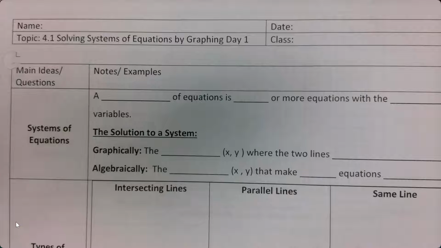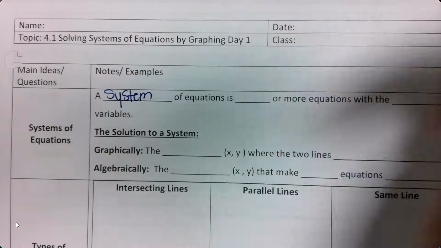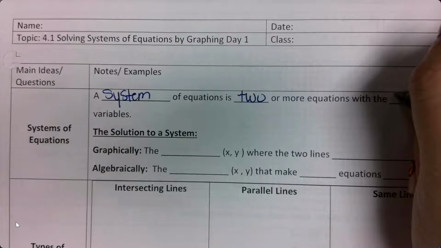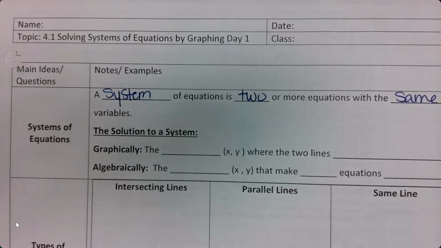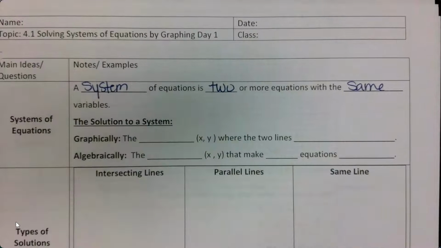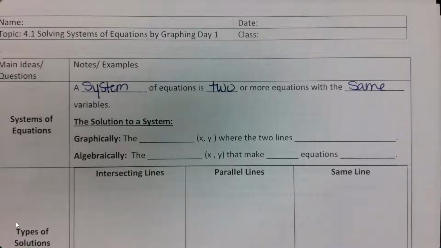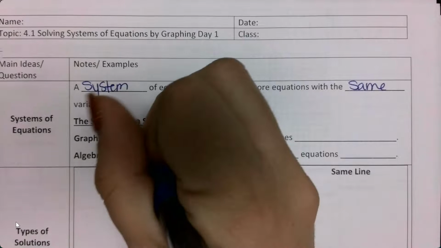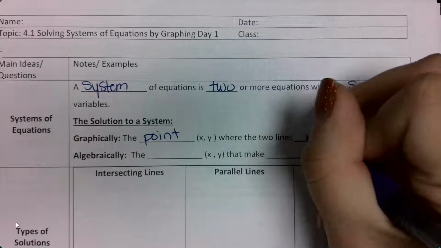So we're going to start with our first method, which is solving by graphing. A system of equations is two or more equations with the same variables. So the solution to a system, graphically, the point where the two lines intersect is the solution.